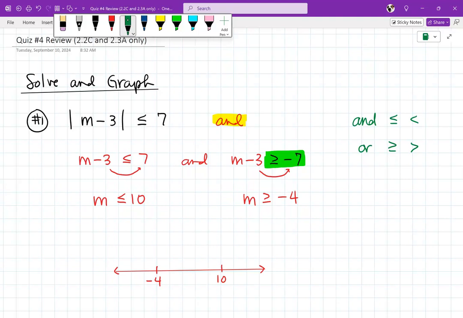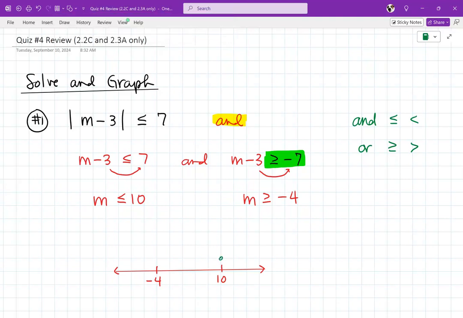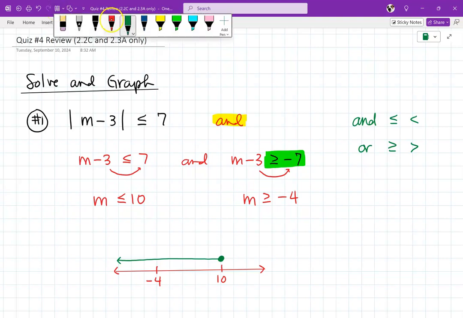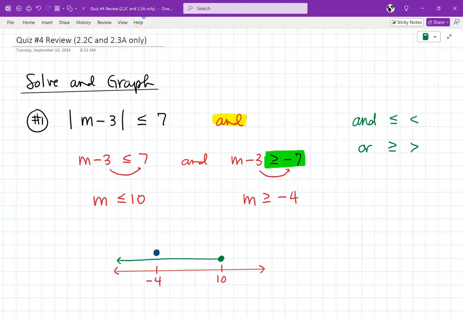So that's going to be a solid dot at 10, and it's going this way. So follow the arrow. Since m is on the left side, follow the arrow. If m is on the right side, then you have to go the opposite direction, right? But both of these are on the left side, so that's good. The other one says m is greater than or equal to negative 4. So greater than or equal to is right here with a solid dot at negative 4 going to the right, because that's the way the arrow points.